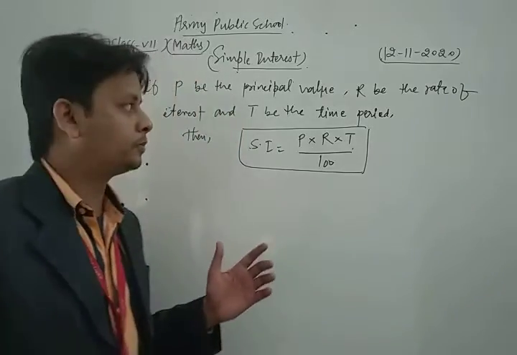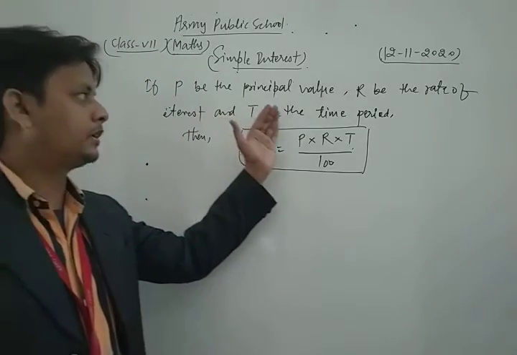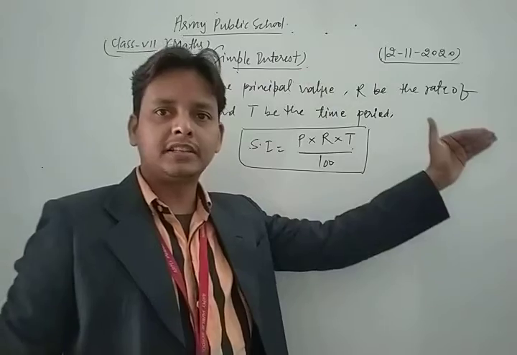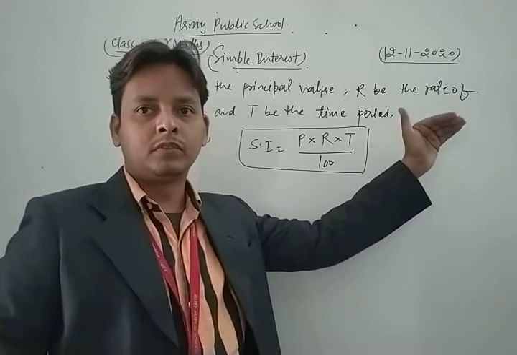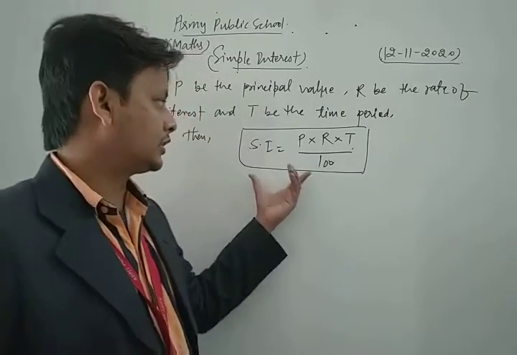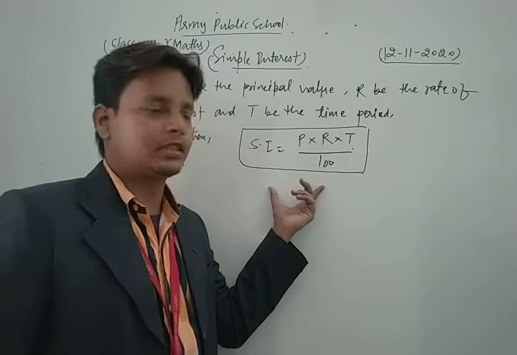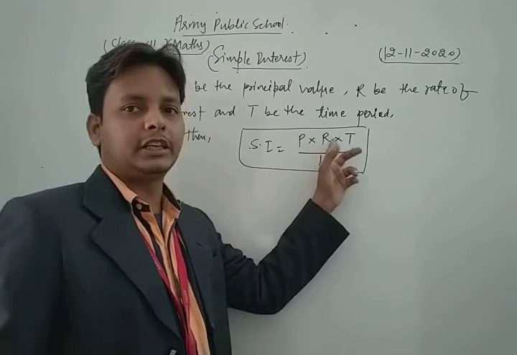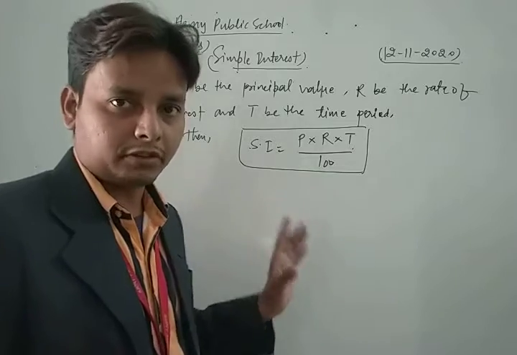Let's see once more. If P be the principal value, R be the rate of interest, and T be the total time period, then the formula for simple interest will be principal into rate into time upon 100. This is the first formula.